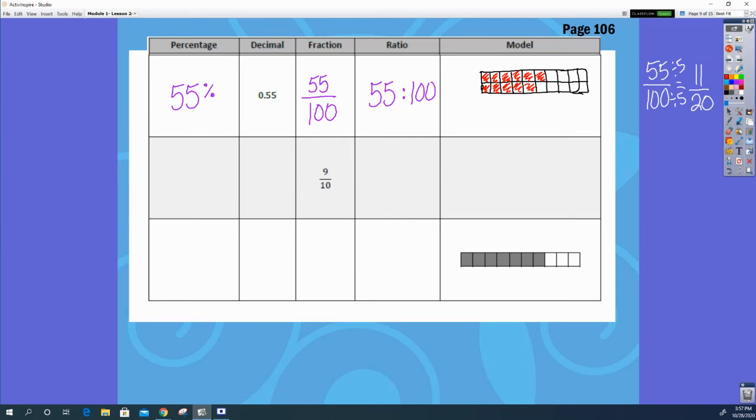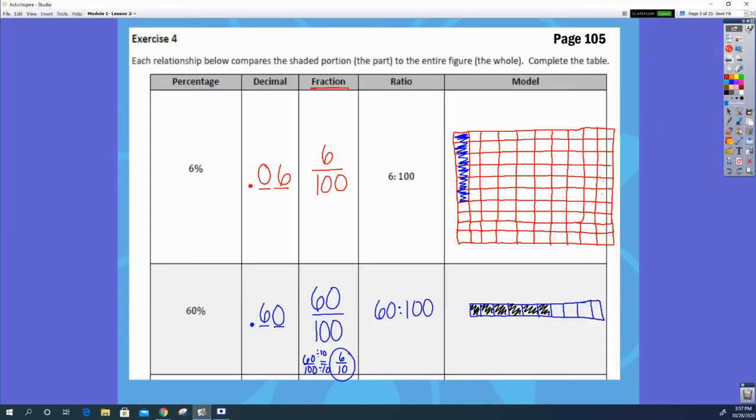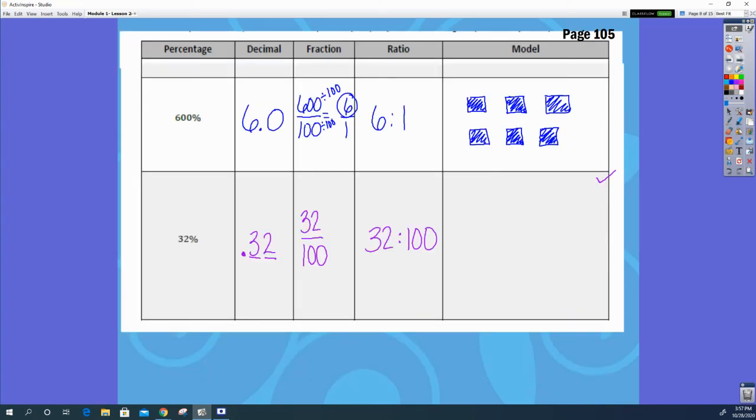Now, if you noticed, how do I know when I don't have to do the full 100 grid? So, for example, on the first one, we did the full 100 grid. The second one, what did we do? So, if I know that I can take my fraction and simplify it, then that's another way that I can show my model. So, if it's a whole, or if it's any multiple of 10, like 10, 20, 30, 40, 50, that's when you can model it that way. Is when you simplify it and it ends up being a multiple of 10.